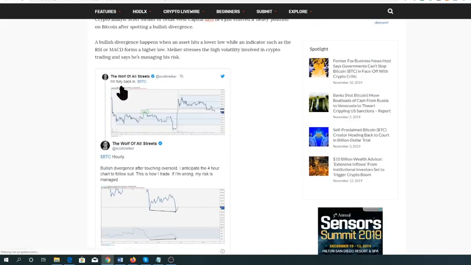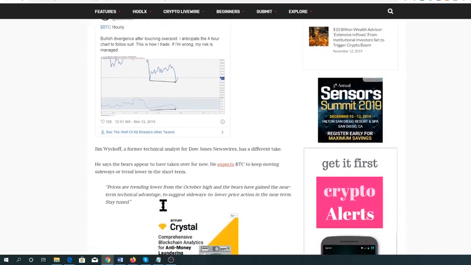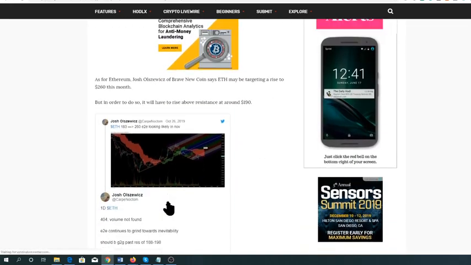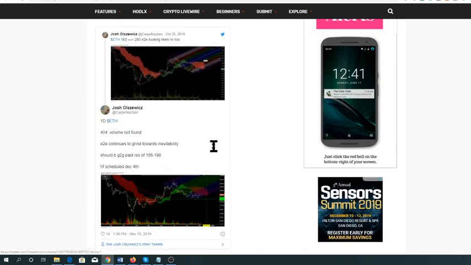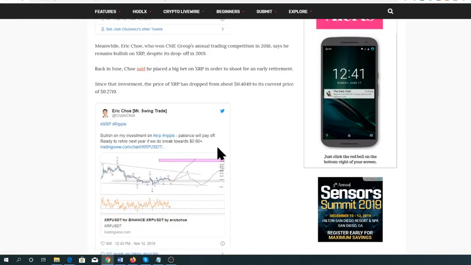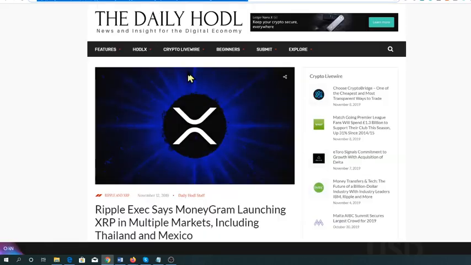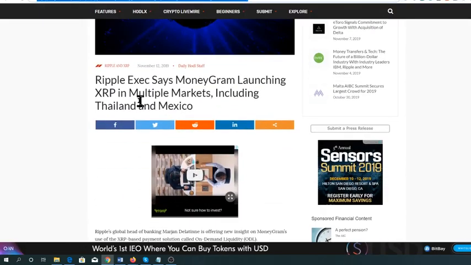Now in this particular one, the Wolf of All Streets is saying that he's fully back in BTC. He's getting a bullish divergence. I think this is his RSI showing a bullish divergence, and he is back in the market. It means he is actually anticipating a price move up, as there will be a change in volume. I also believe the same. Now this one is really good.